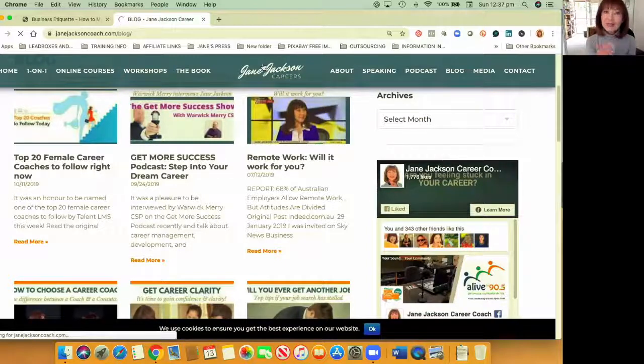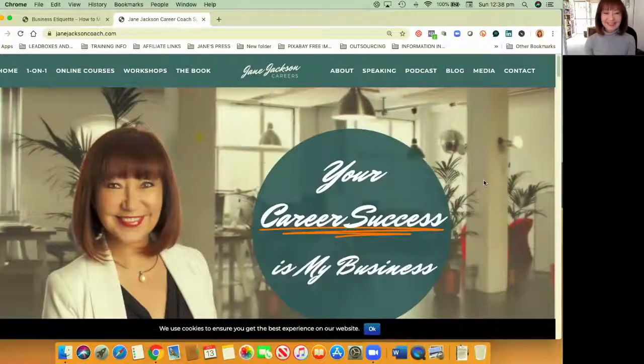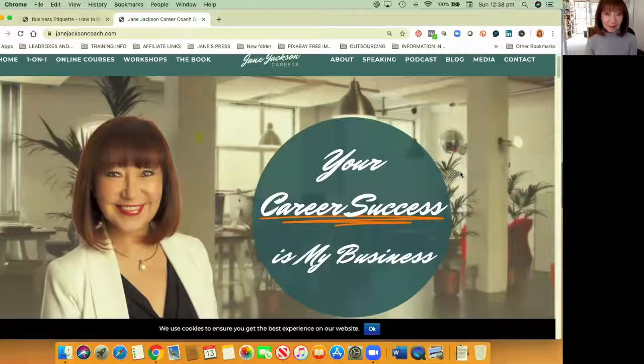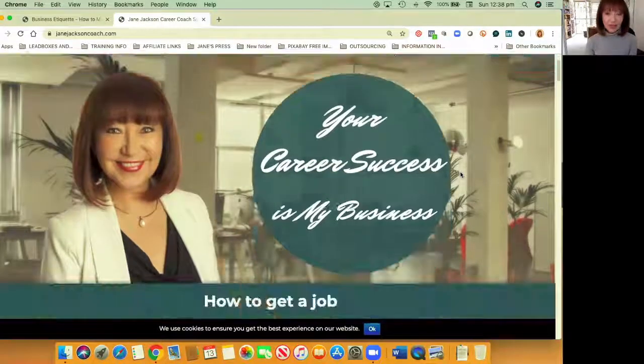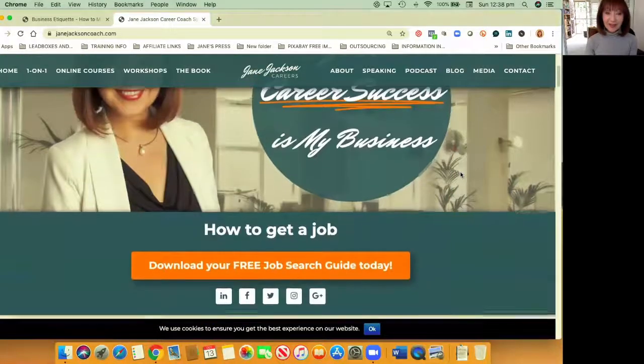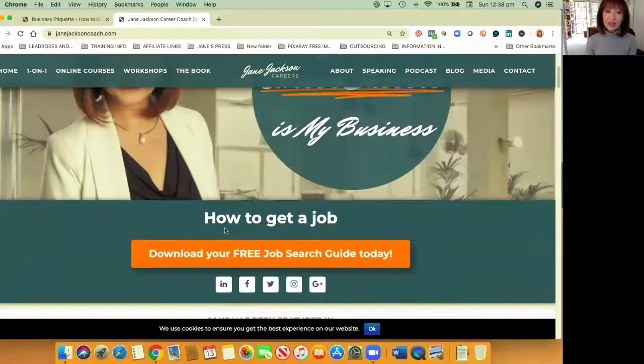So this was the first level of my ascending transaction model. And when we go back to my home page, which should be opening up shortly. And here we are at my home page again. If you scroll down, you'll see that the next level of information that you can get is here. So this is how to get a job. Download your free job search guide today.